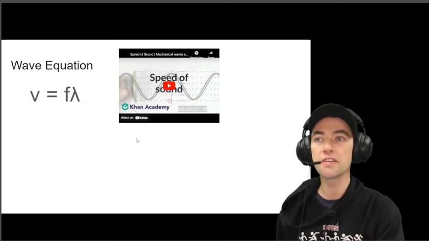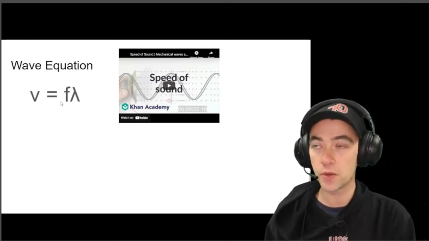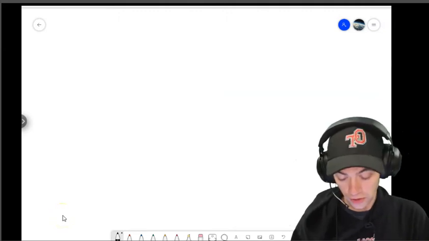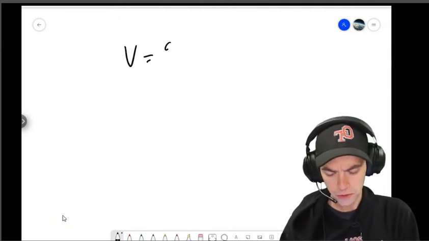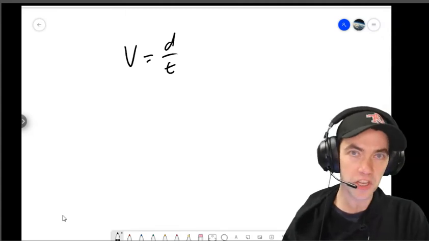When we talk about the wave equation, it looks at two different ideas: frequency and wavelength. So I know we've learned earlier this year that speed is equal to distance over time. So how can both things be true?